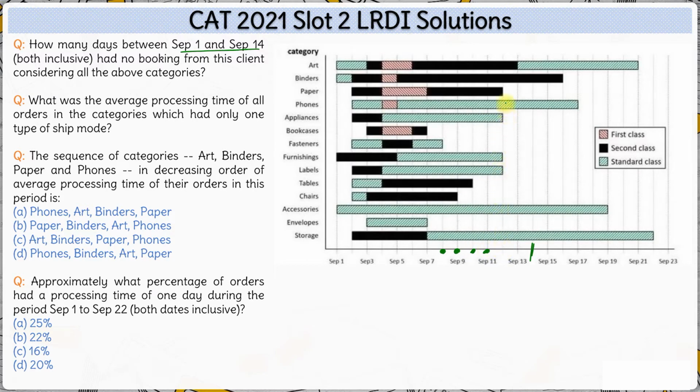September 12, now on September 12 again there is no booking taken. September 13, now September 13 there was a booking taken for the arts category, so let's leave this. And finally September 14, there is no booking taken on September 14. So how many days are there without any booking? 1, 2, 3, 4, 5, 6. So the answer to this question is 6 here. Okay.